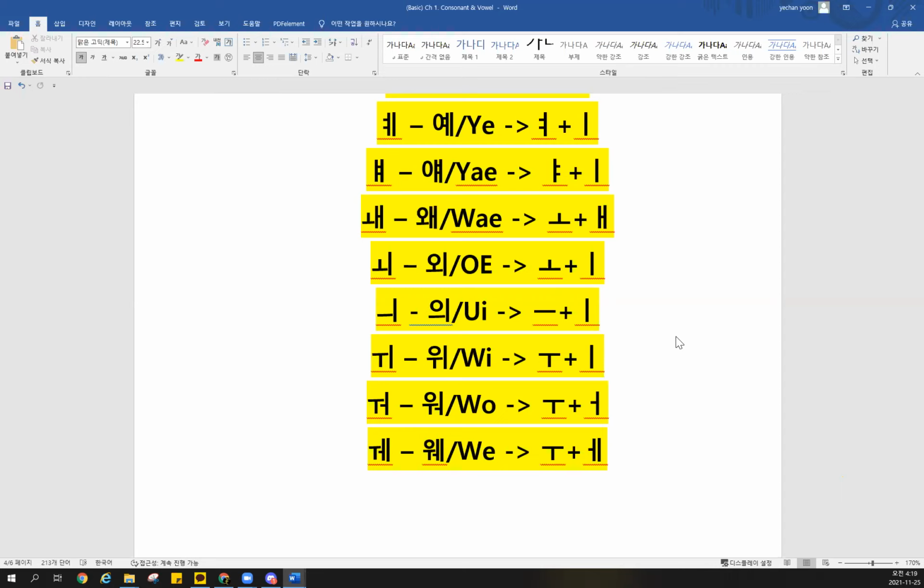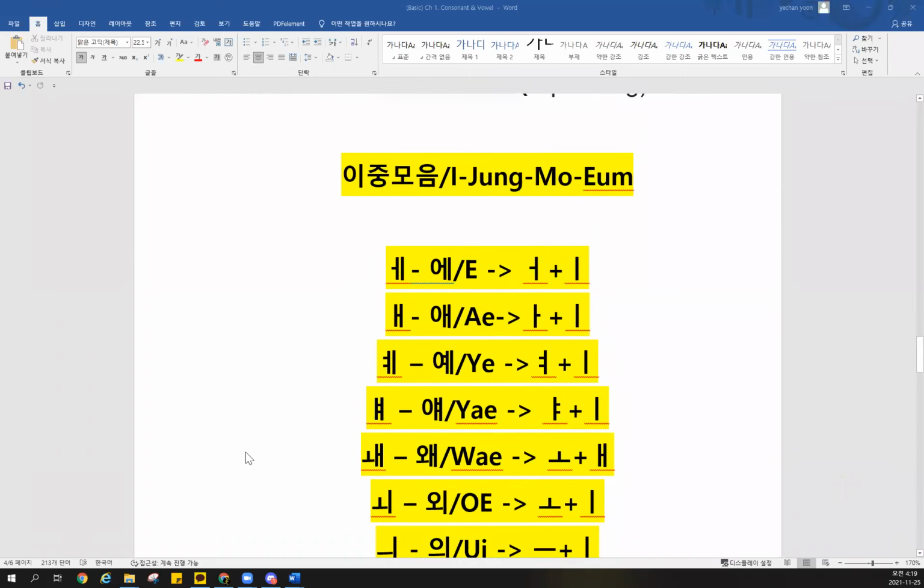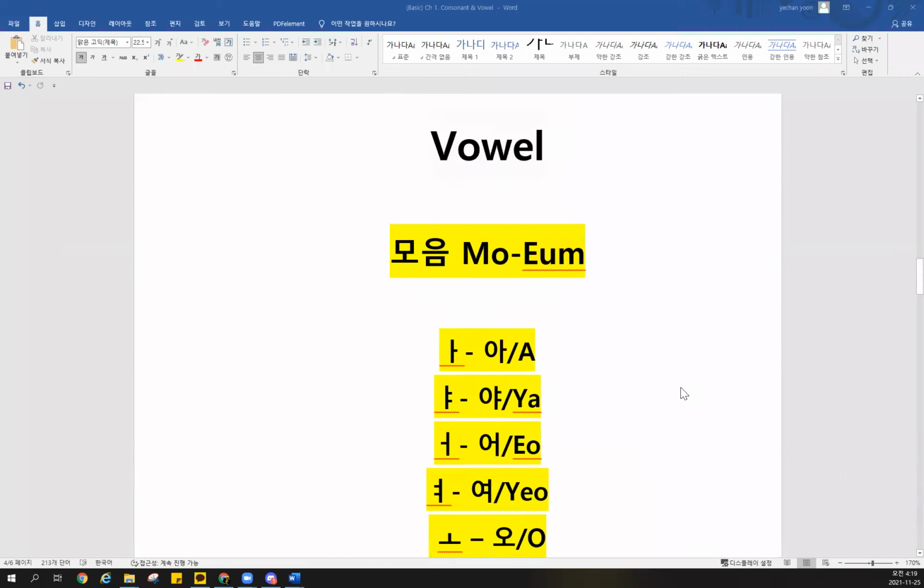All right, next one. Wo. So you can combine u and a. U and a. Sounds like wo. All right, and lastly, we. How can you say it? U plus i. So we. All right, so there were the double vowels and the single vowels for Korean.